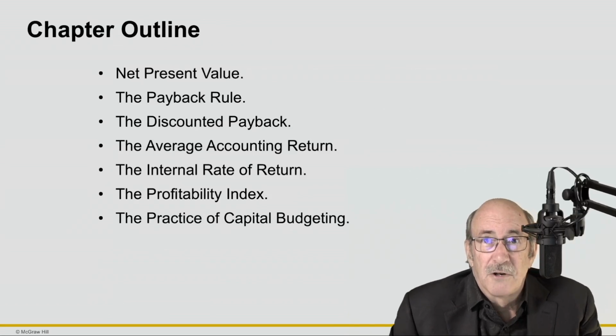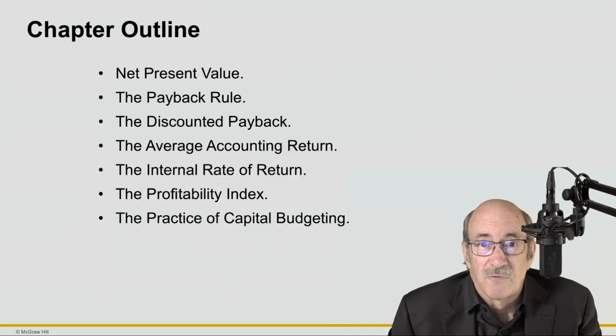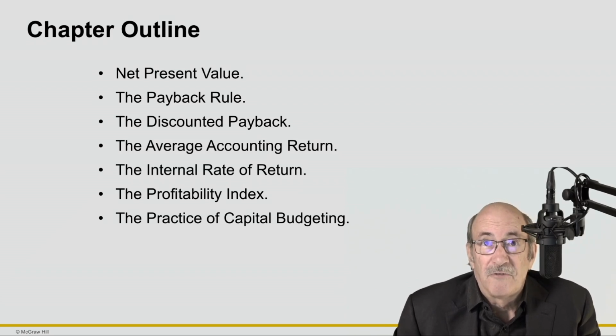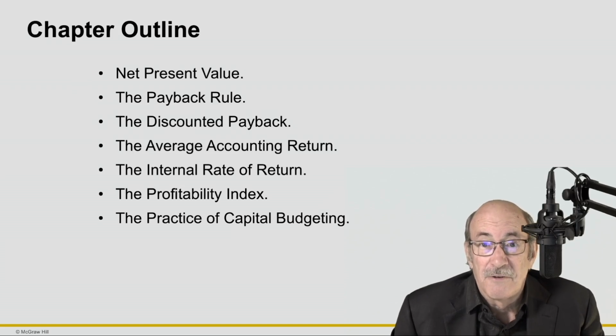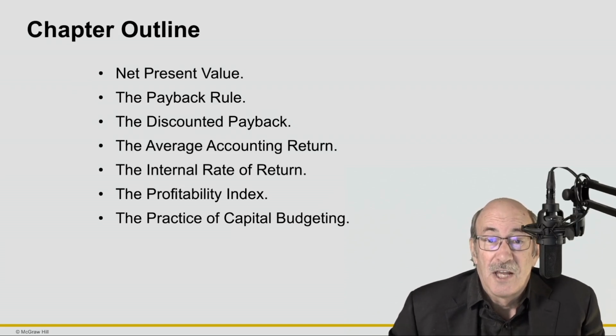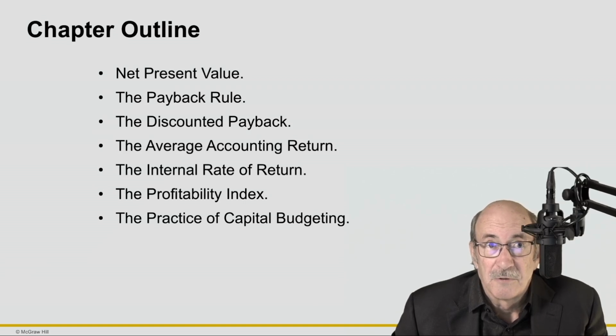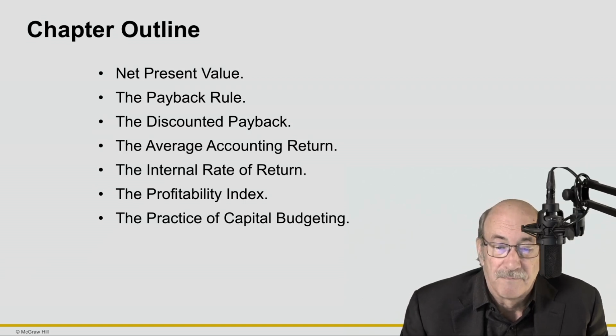So here is the list of the various types of rules that we're going to look at. First, we'll start with NPV, the net present value, and then we'll talk about the payback rule, discounted payback, average accounting return, IRR, or internal rate of return, profitability index, and then some other details about capital budgeting.